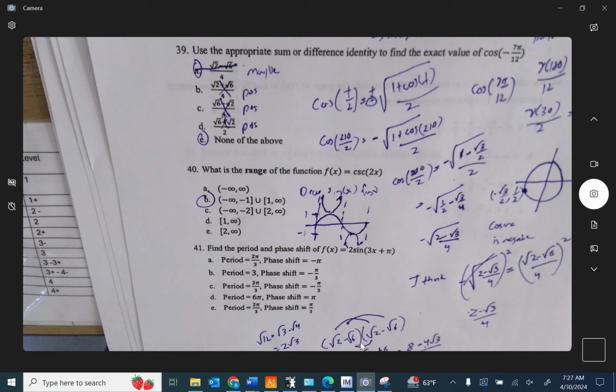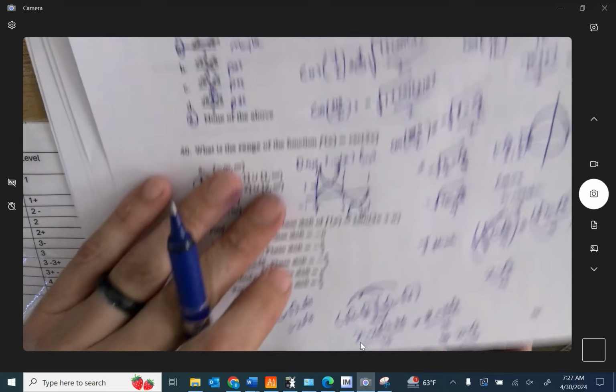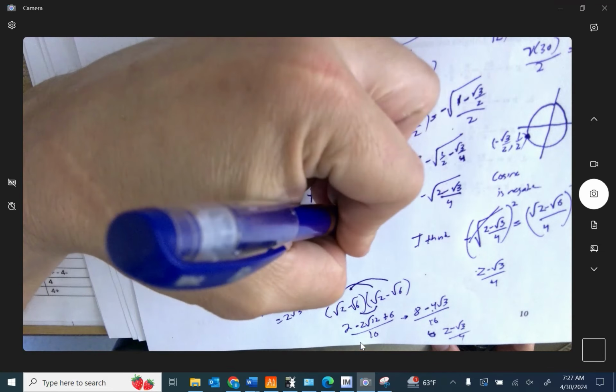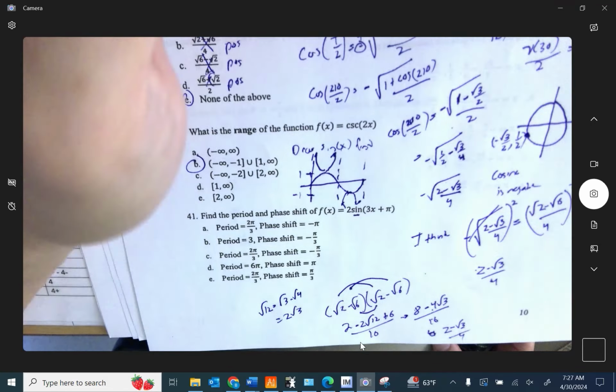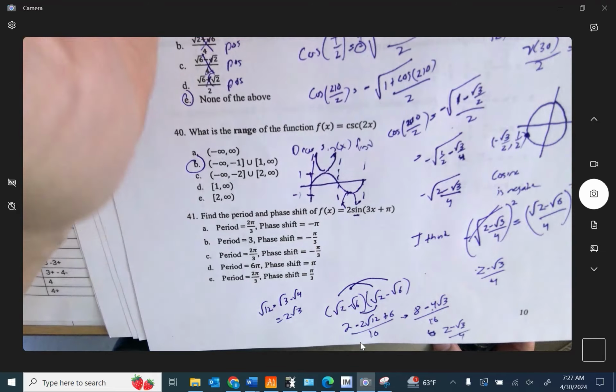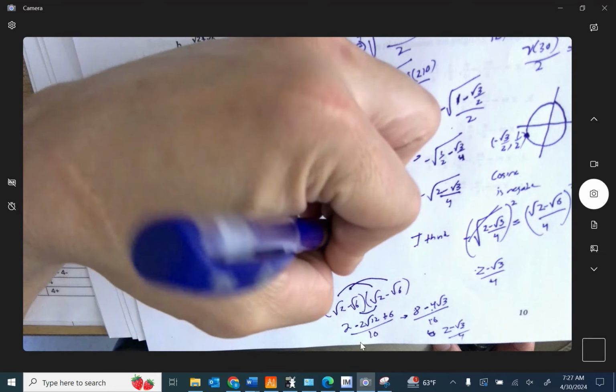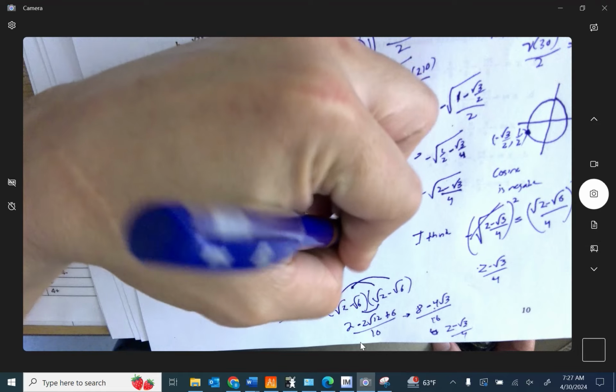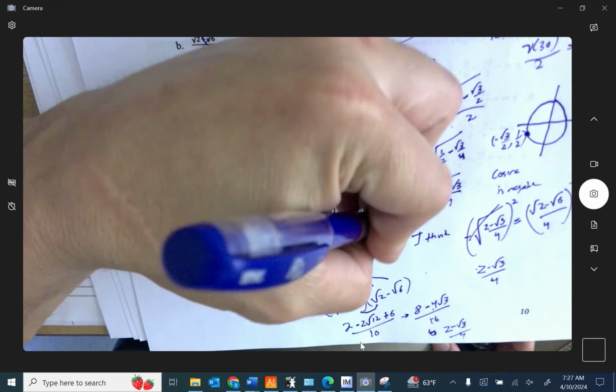Find the period and the phase shift of 2 sine of 3x plus pi. Man, it's 7:30 already. So since it's sine, a normal period is 2 pi. But our period is going to be 2 pi over b, which is 2 pi over 3.